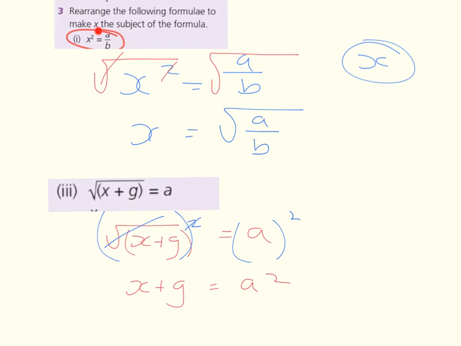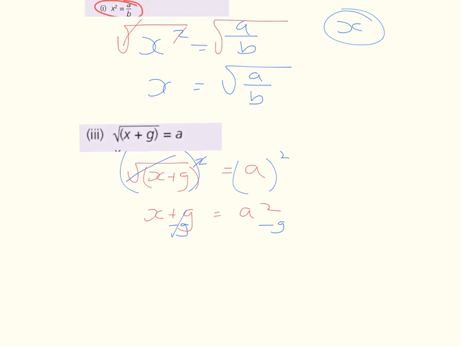And of course, we're asked to find x, so we need to get rid of the plus g. So I'm going to have a minus g on this side and a minus g on this side. They will cancel, and I'm left with x equals a squared minus g as my final answer.